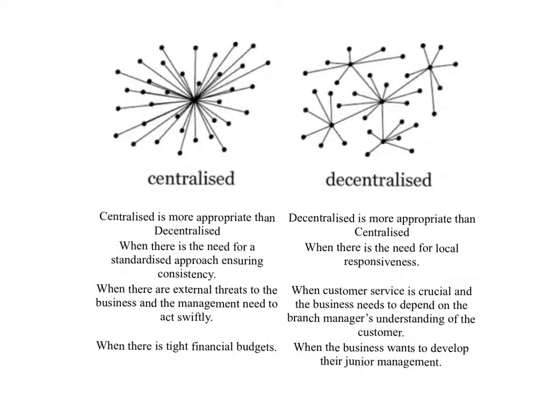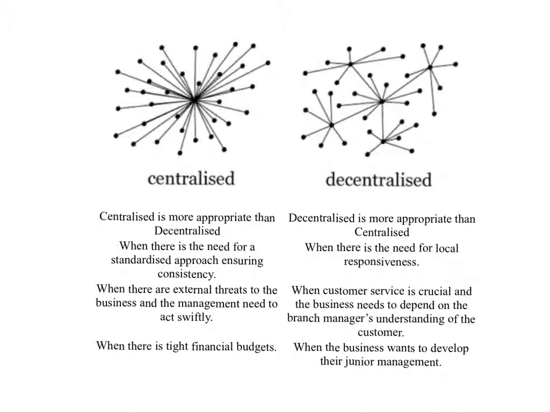The next two hierarchies that we're going to look at are a centralised hierarchy and a decentralised hierarchy. The difference between the two is mostly down to decision making. In a centralised hierarchy, the decision making comes from the core of the business, so only the senior management would make the decisions. In a decentralised hierarchy, there's much more delegation over decision making.